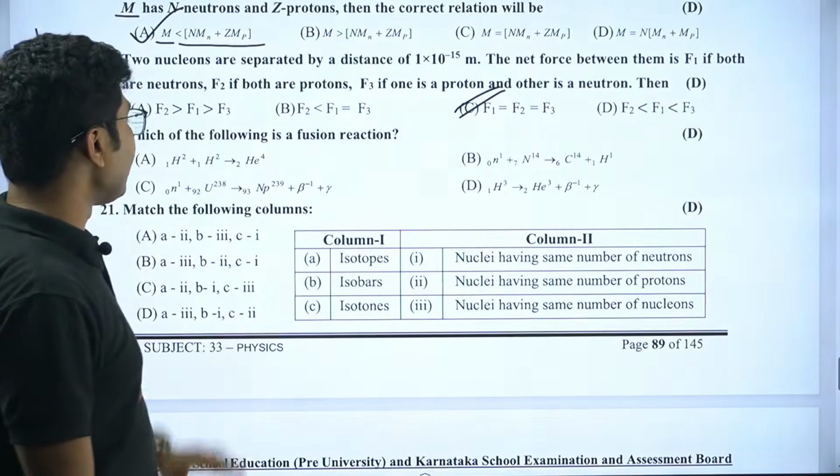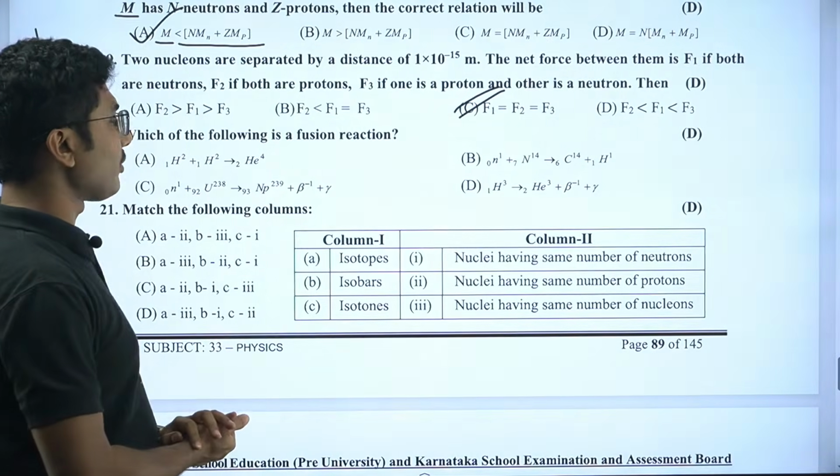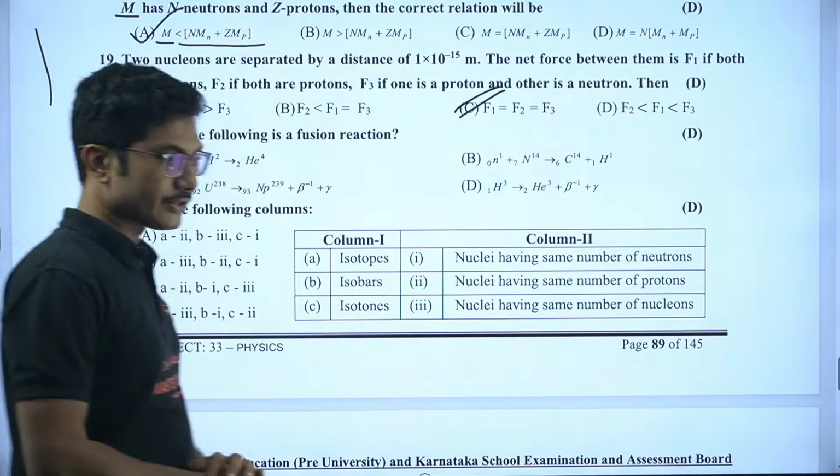Which of the following is a fusion reaction?